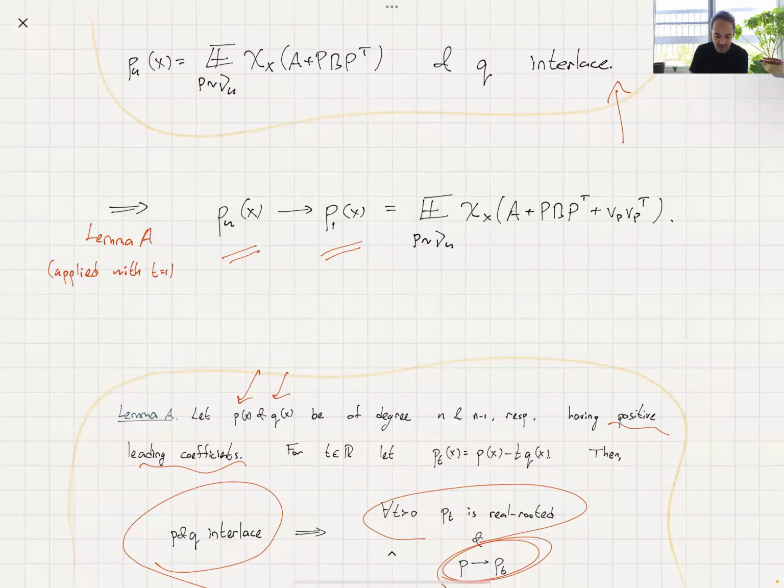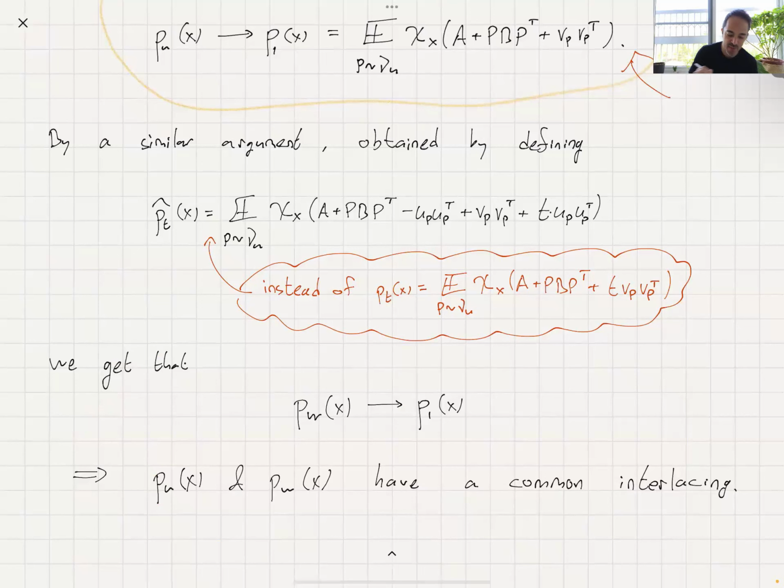Because let's just maybe, I don't know if it's clear. We know that PU and Q interlace. And so we know that P, which is PU in our case, interlaces PT for any T larger than 0. So let's take 1. So PU interlaces P1. And what's P1? Well, it's a weird thing, but it's whatever you get when you substitute T equals 1 into PT, and it happens to be this thing. It's something. Good.